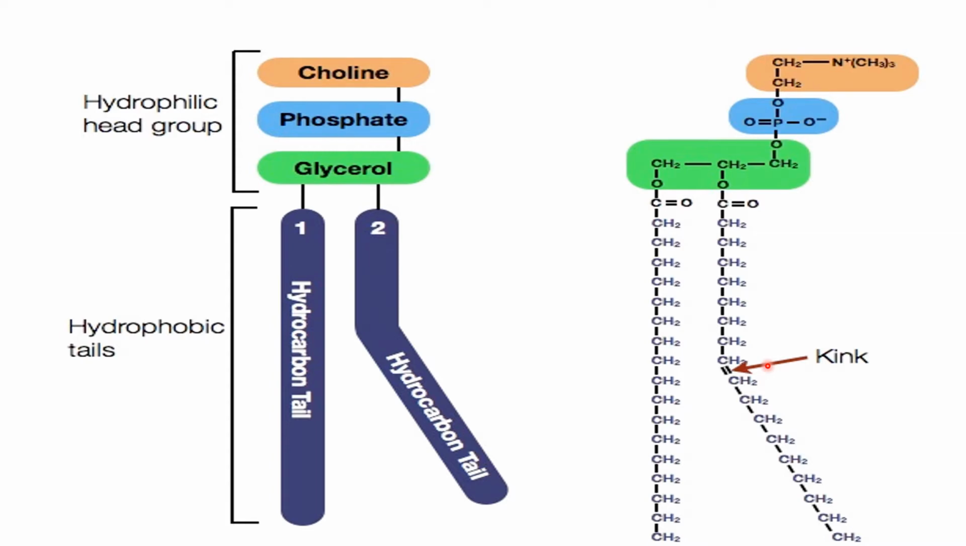cis double bonds produce a kink in the structure of the phospholipid, and being a component of the lipid bilayer, this kinking plays a very important role in maintaining the fluidity of the cell membrane. If you recall the fluid mosaic model of the plasma membrane, these unsaturated fatty acids with the cis double bond produce a kink, and because of this the fluidity of the cell membrane is maintained.